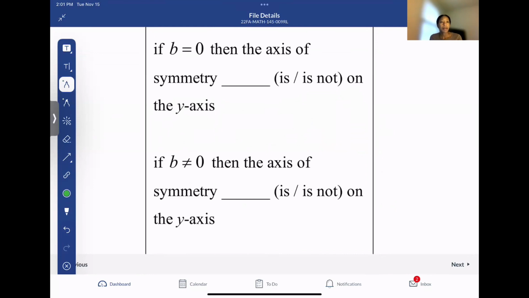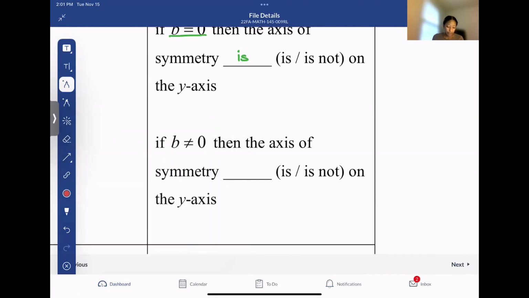On to b. The value of b tells us whether our vertex is on the y-axis, which means the y-axis would be our axis of symmetry, or whether the y-axis is not the axis of symmetry. So does the y-axis split the parabola in half? If b is equal to 0, the y-axis does split the parabola in half, so the axis of symmetry is the y-axis if b equals 0. If b does not equal 0, then the y-axis is not the axis of symmetry.